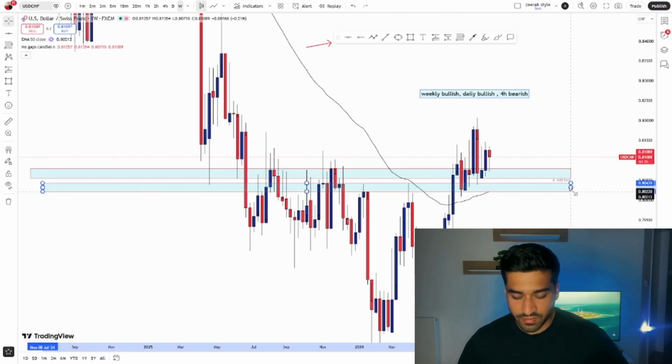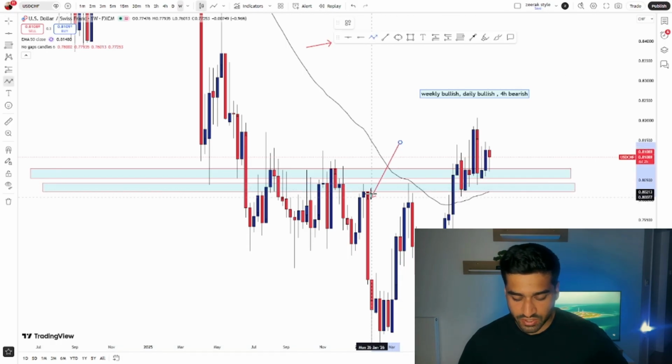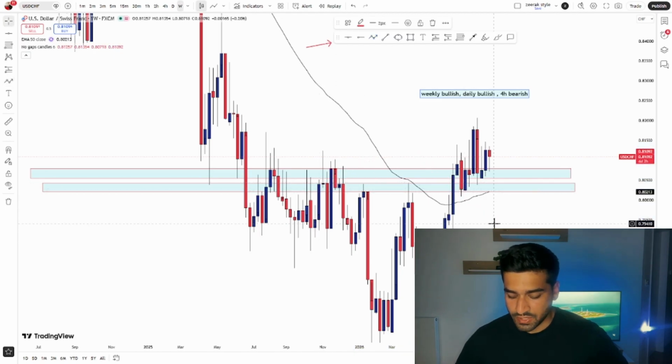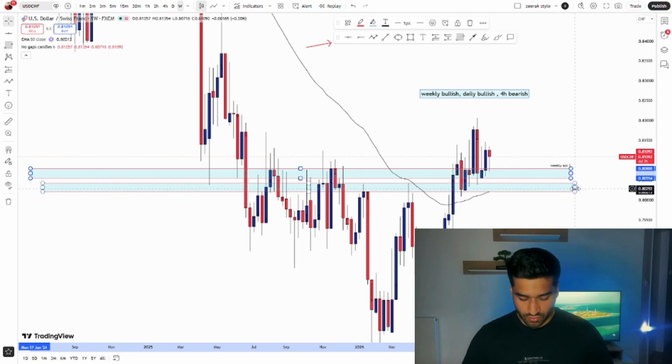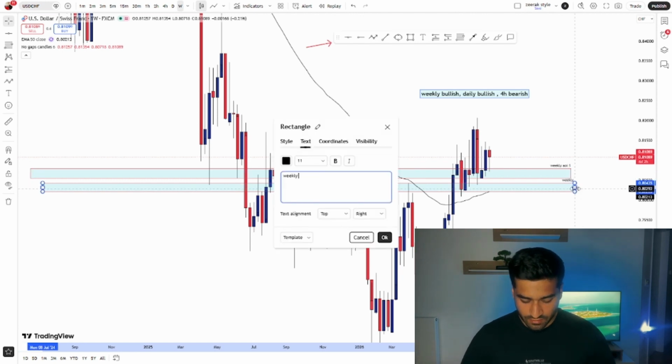You can put it a little bit down like this. So here is 1 touch, 2 touch, 3 touch, and 4 touches. Okay, so here you will put weekly area of interest 1, and the second box is weekly area of interest 2. Okay, nice. This is beautiful.